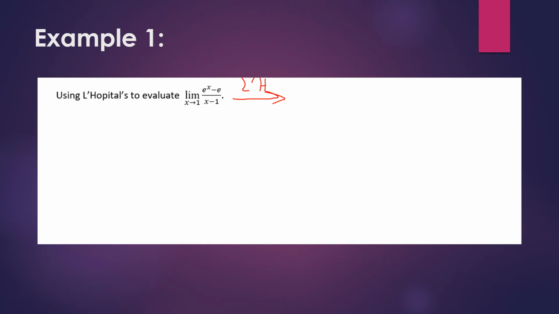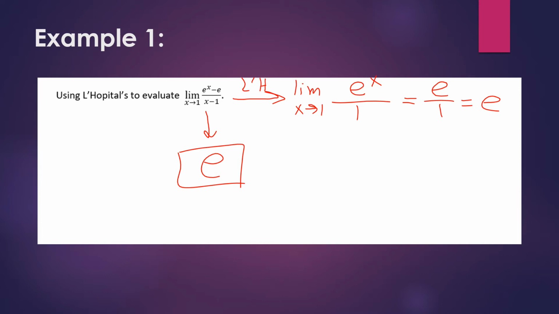So what is the derivative of e to the x minus e? Well, the derivative of e to the x is e to the x. And the derivative of e is 0 because e is a constant, divided by the derivative of x, which is 1, minus the derivative of 1, which is 0 because 1 is a constant. So let's take this limit again. e to the 1 is e over 1, which is e. So this limit right here is e. And this could only be solved using L'Hopital's rule. There was no way to do a cancellation.